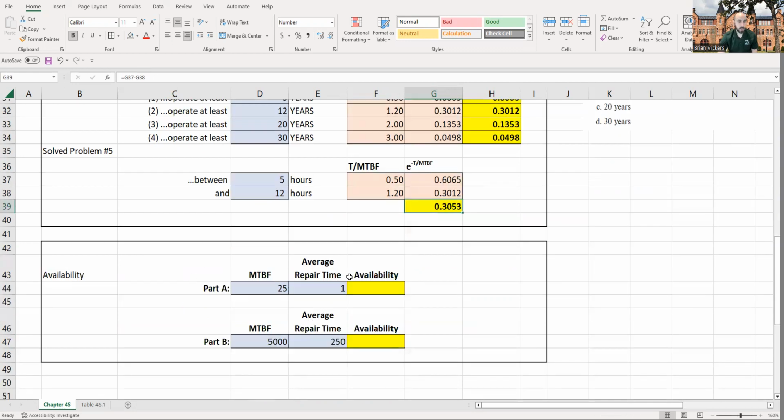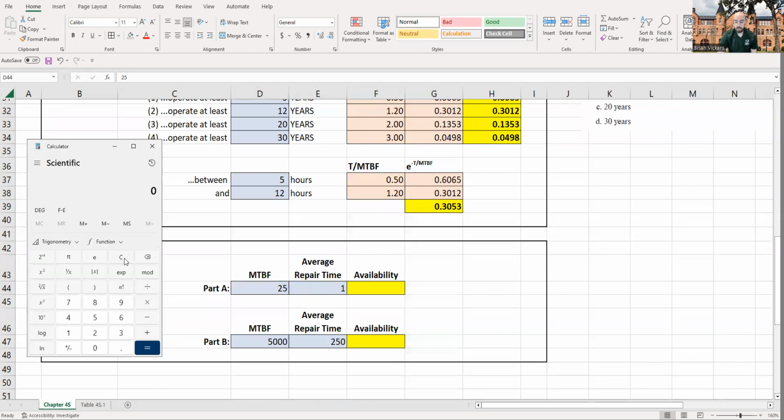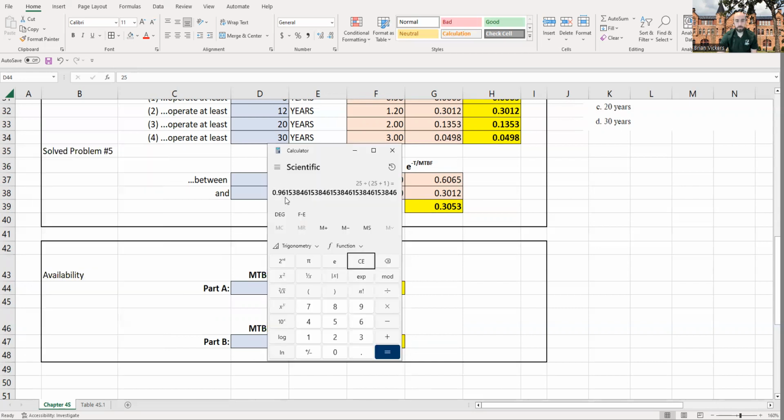All right, finally, we're going to do a quick thing on availability. This one's actually pretty easy, I think. You just take the time between failures and you divide it by the average time to repair plus the time between failures. So in this case, you've got 25 divided by 25 plus 1, right? So 25 divided by 25 plus 1, you get 26. 25 divided by 26 is 0.9615. That's your availability. That's how much of the time this product would be available.